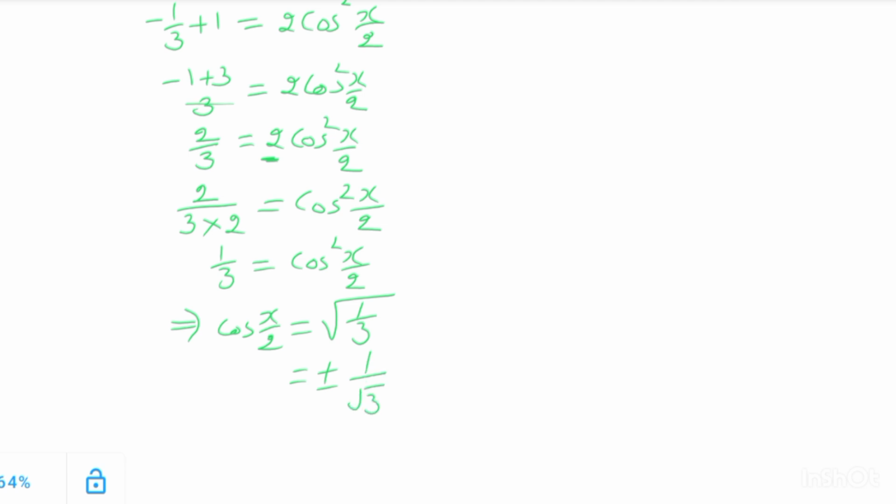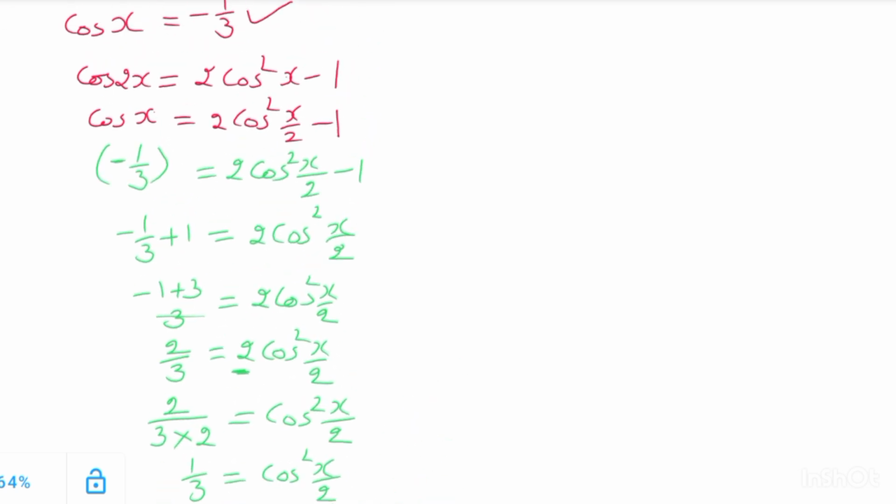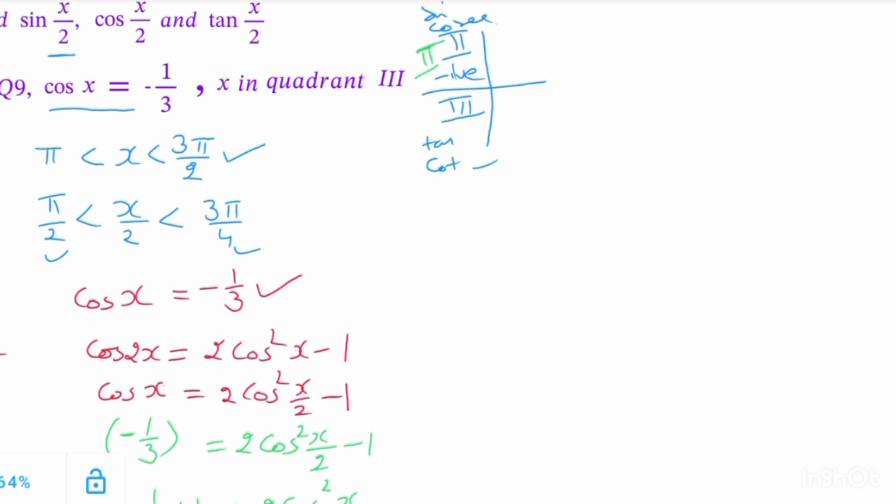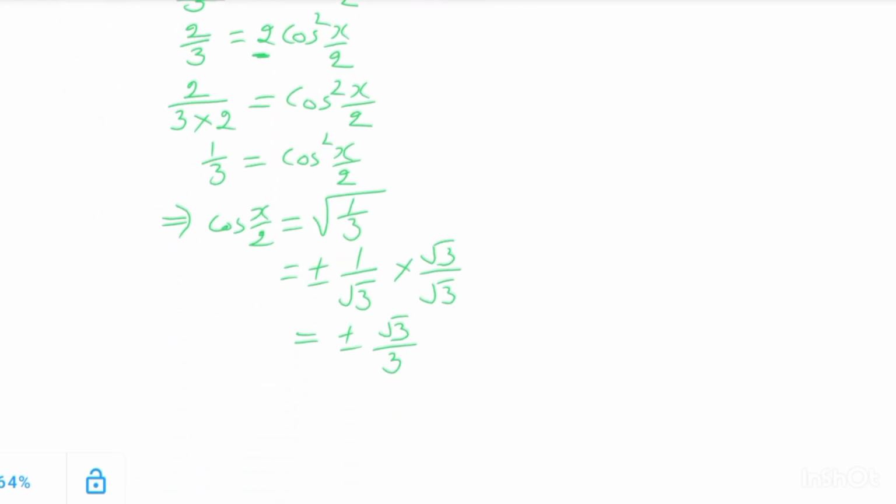Now to rationalize, we will multiply this by root 3 and divide by root 3. So this will be equal to plus minus root 3 by 3. But x by 2, we have seen, will lie in the second quadrant, and in this quadrant sine and cosec are positive only. So the value of cos will be negative. So cos x by 2 will be negative root 3 by 3 because x by 2 is in the second quadrant. Right? Now from cos we can calculate the value of sine.